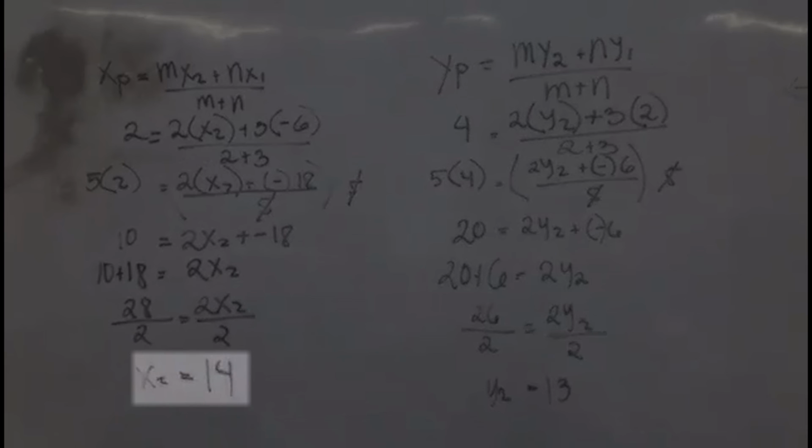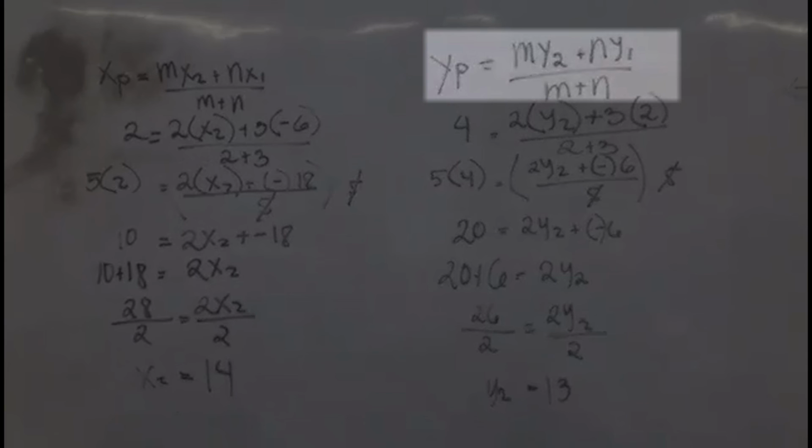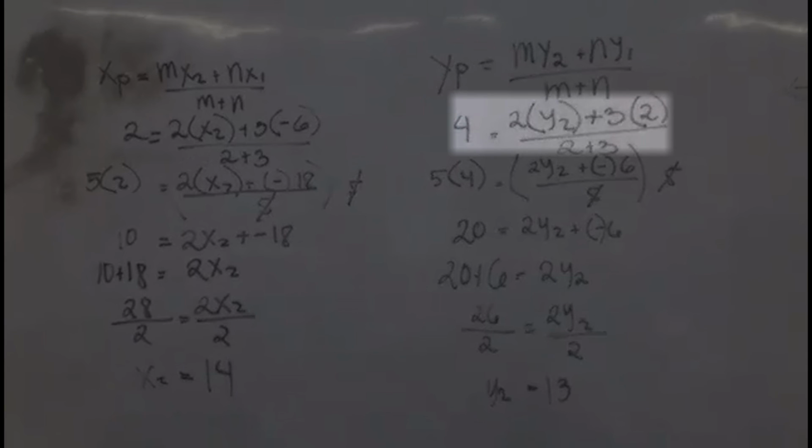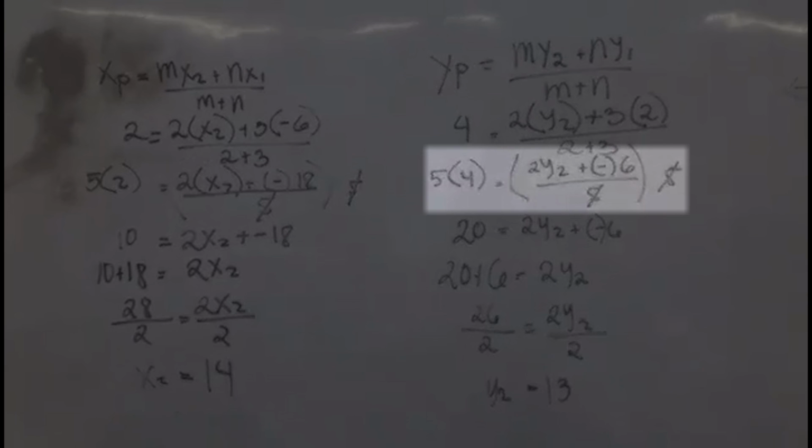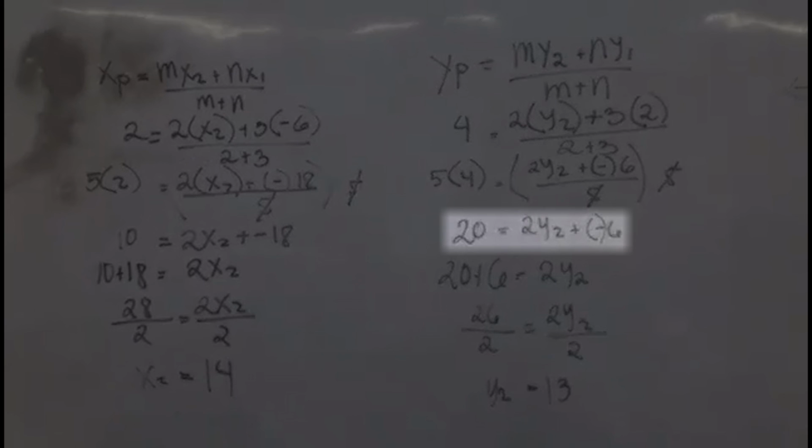So on the other hand, y sub p equals (m y sub 2 plus n y sub 1) over (m plus n). So our y sub p will be 4. 4 equals (2 times y sub 2 plus 3 times 2) over (2 plus 3). So 4 times 5 equals 2y sub 2 plus negative 6. Then distribute and cancel. So 20 equals 2y sub 2 plus negative 6.